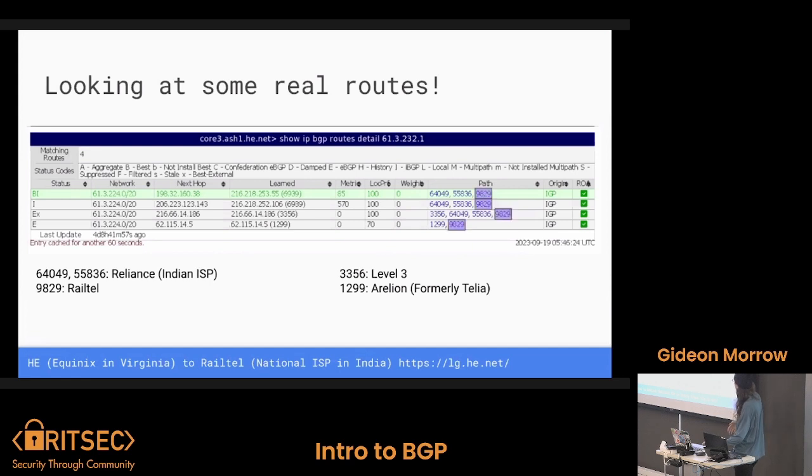Well, we first notice that all of these end in the same ASN. That's because they're all going to 9829, which I detail as Railtel. So you're going to Railtel. That's helpful. But then also 3 of these are basically the same, they're taking the same path. But then why might one be picked over the other one?